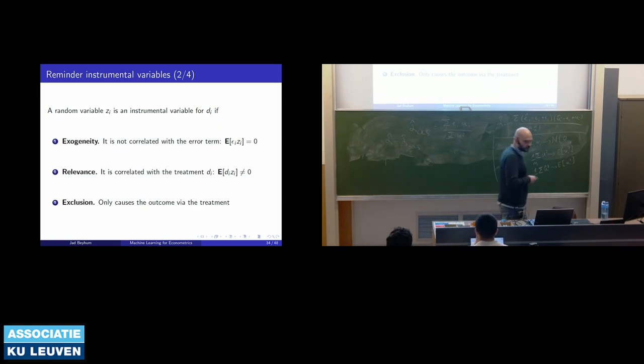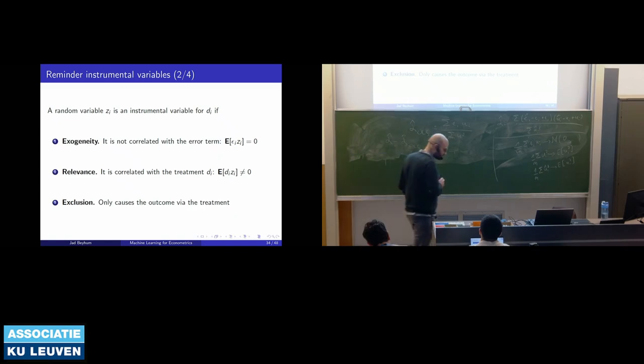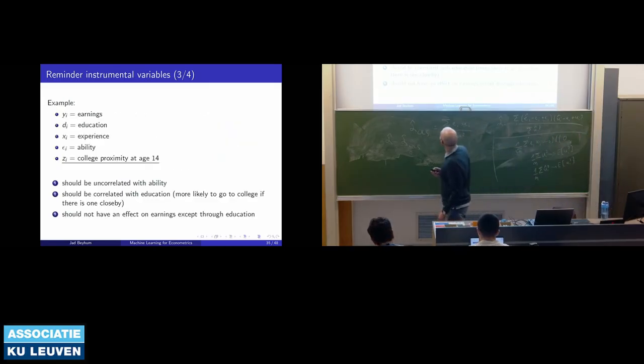One way to deal with this issue, when I've tried to put as many controls as I can and used lasso for estimation but still don't believe the exogeneity assumption holds, is to use an instrumental variable. An instrumental variable allows you to do something that just adding controls does not allow you to do. It's a variable that satisfies three conditions: exogeneity, relevance, and exclusion. I'll give you a standard example, and then we will come back to it.